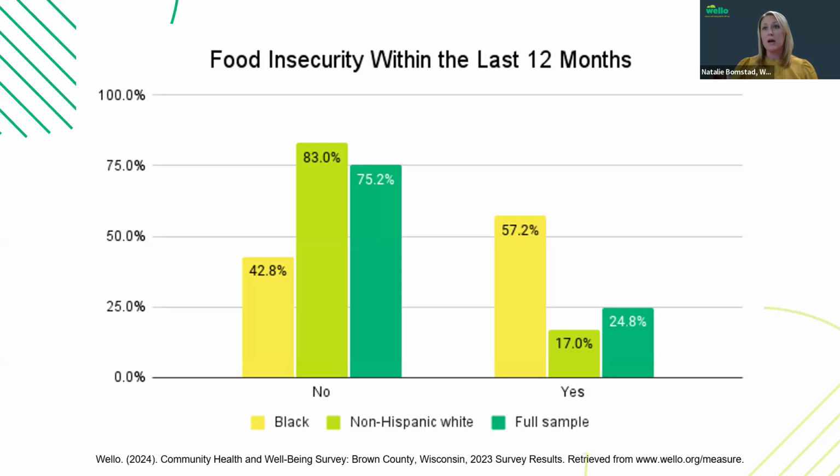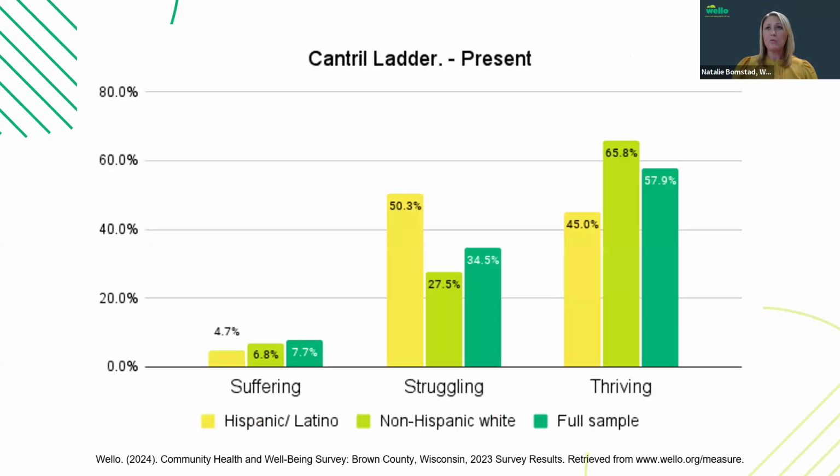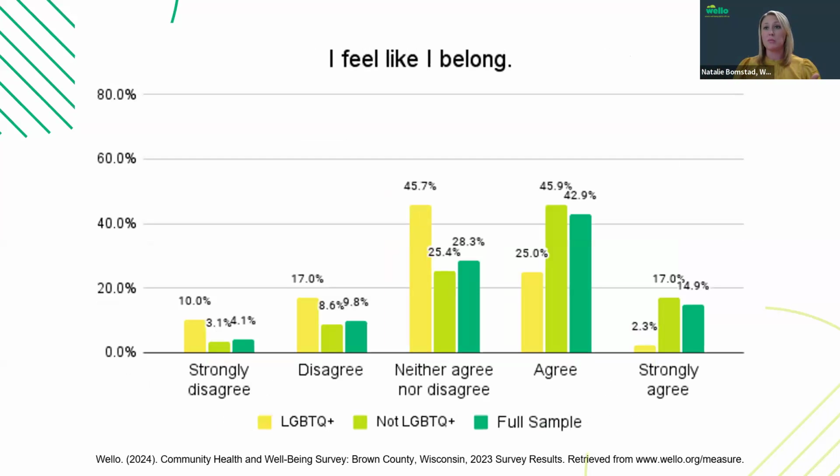So I just wanted to bring forward, here's one around food insecurity, and you can see some of the differences in food insecurity by self-identified race and ethnicity. If we move to the next slide, we can also see that Cantril ladder, that present. You can see the difference within our Hispanic and Latino population compared to, say, the full sample or the non-Hispanic white population.